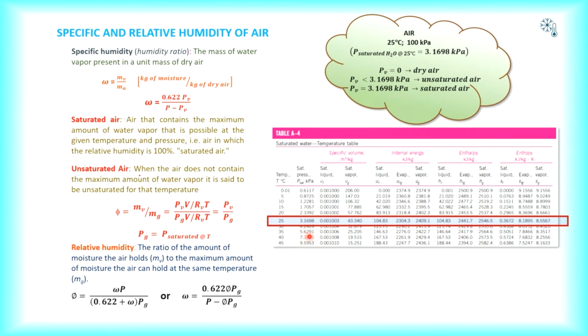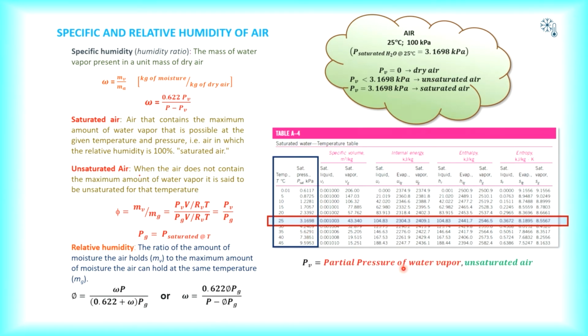If PV is still less than this value, that means the partial pressure of water vapor when the air is not saturated is considered as PV. So if it is below this value at 35, then we say the air is not saturated. Now, if PV reaches this value, it won't go above this value. If PV reaches this value, that means the air has become saturated. I hope you understand what I've explained.